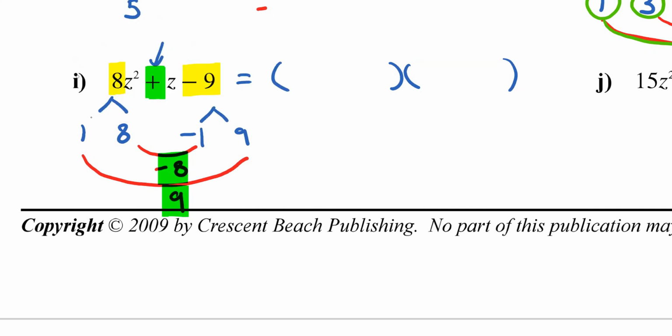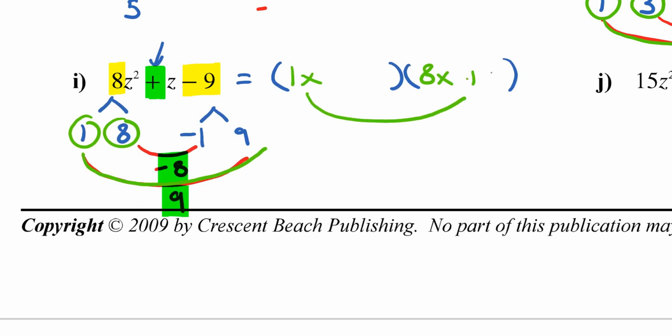And just using my green marker here, I have a 1 and an 8, so 1x and 8x. The 1 multiplies with the 9, so that's going to be a plus 9, and that's going to be a negative 1. And once again, these are z's, sorry. So 1z minus 1 and 8z plus 9 as my final answer for that one.